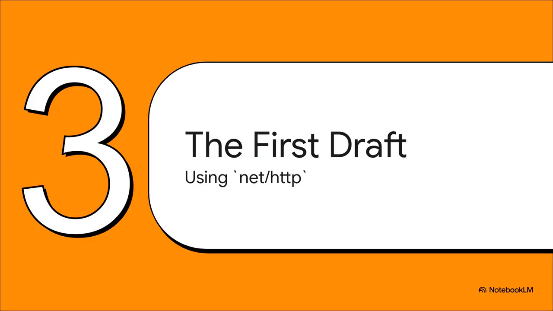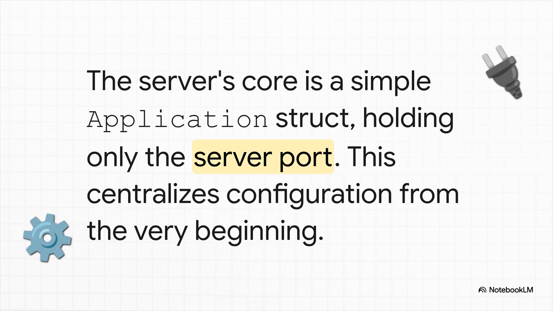Okay, let's see how that blueprint actually turns into a working server. For this first version, the developer is sticking with Go's own built-in net/http package. And notice, we're not pulling in any fancy frameworks yet. This is all pure native Go. And check out how simple the core of this app is. It's just a single application struct. Right now, it only holds one thing, the server port. This is just smart planning, putting your configuration in one central place right from the very beginning.